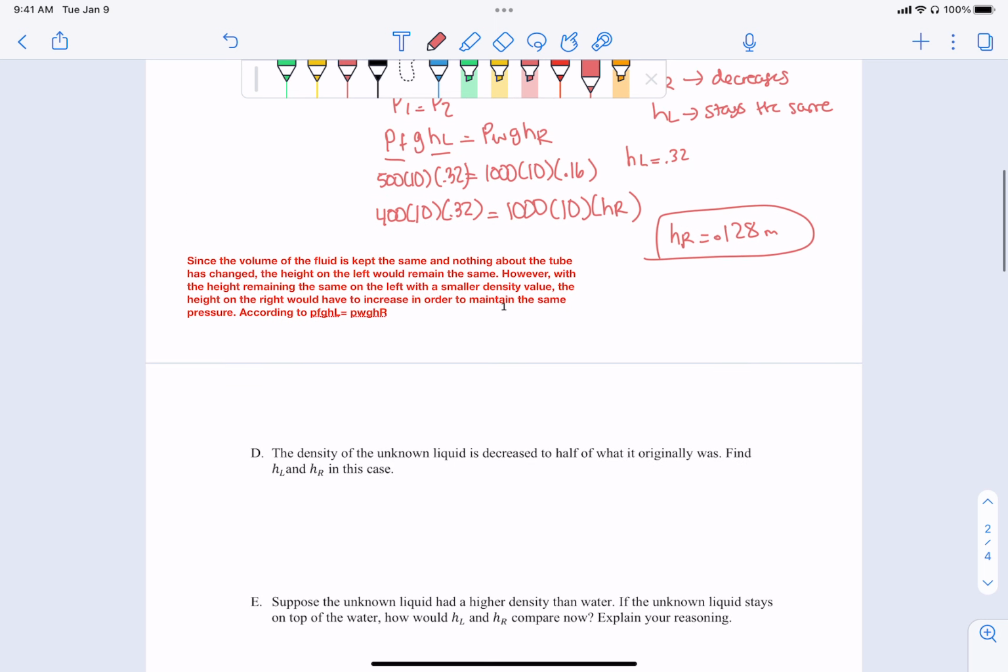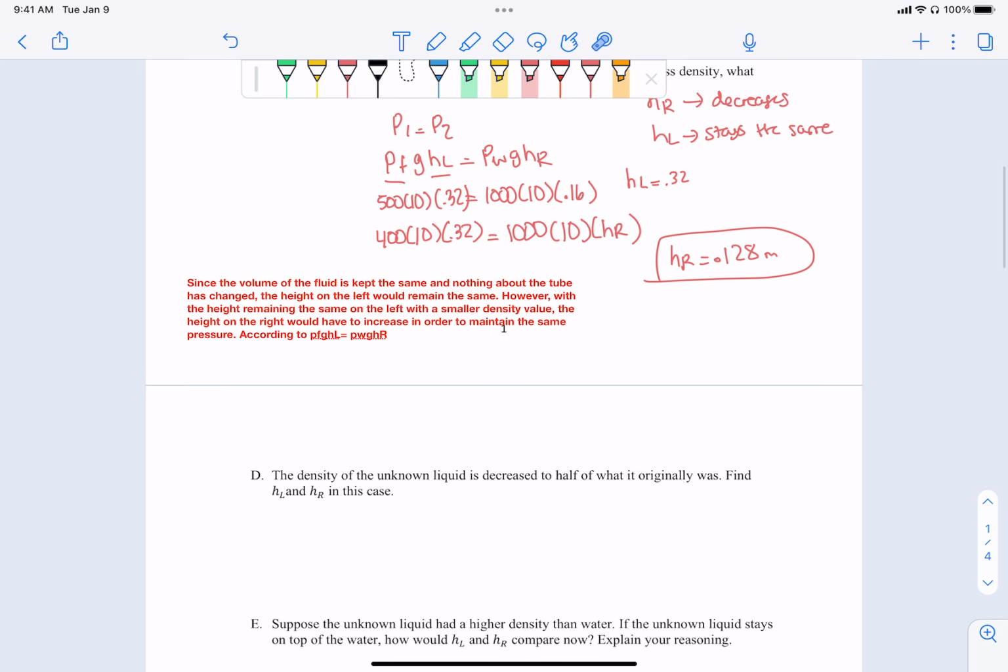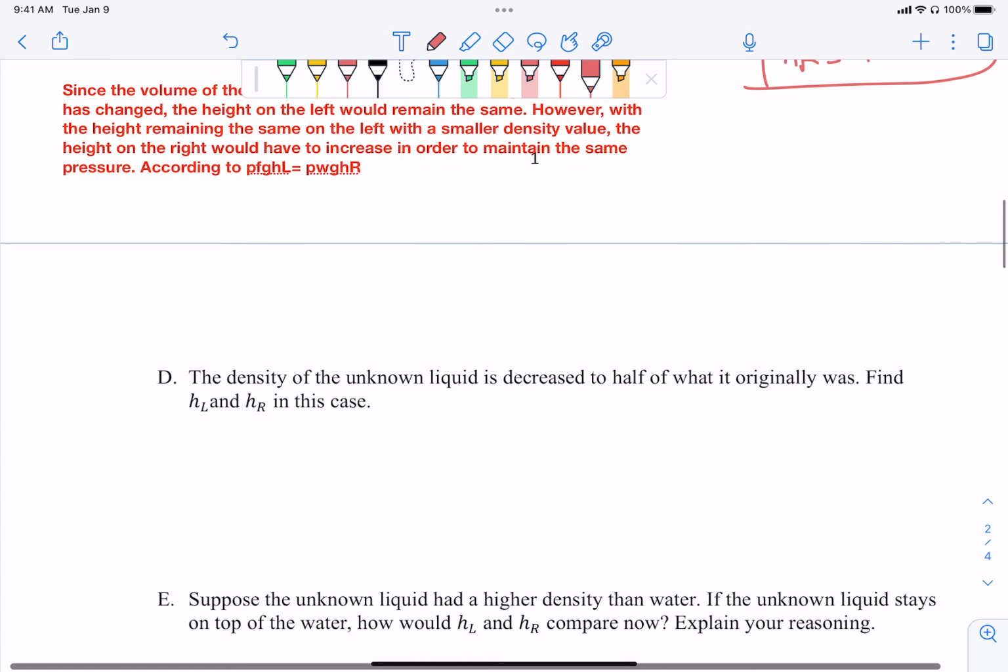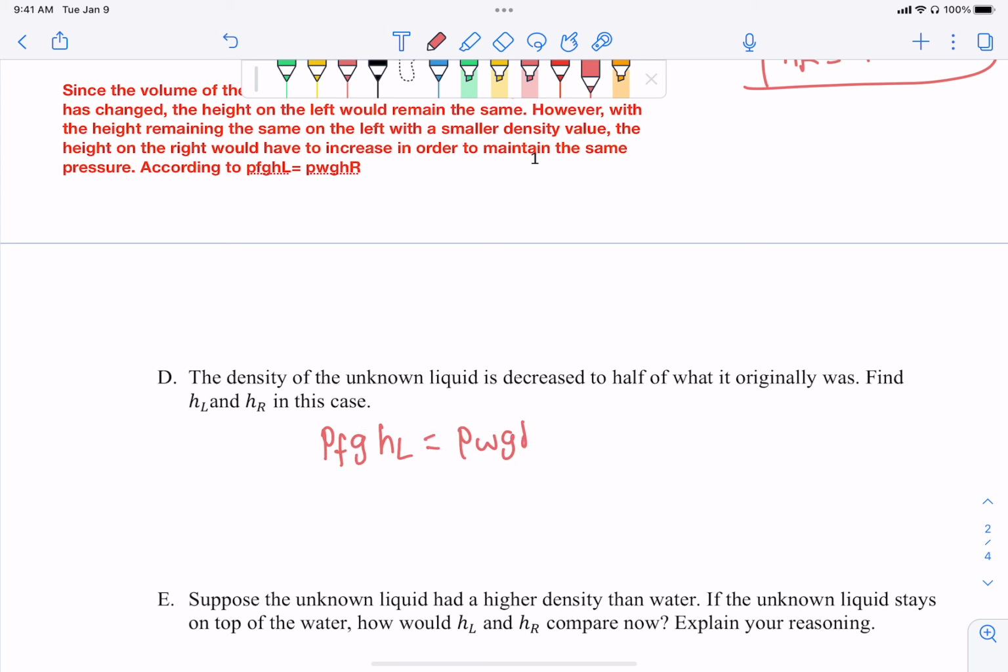So, kind of like what I did earlier, just with numbers now. So, what did we have here before? Density is decreased to half, and in that case the height on the left would remain the same, but it's not 0.32. Sorry, it's 0.16. So we had our fluid density was 687.5, right? So half of that is going to be 343.75. So P fluid once again times G times HL is equal to P water G times HR, right?